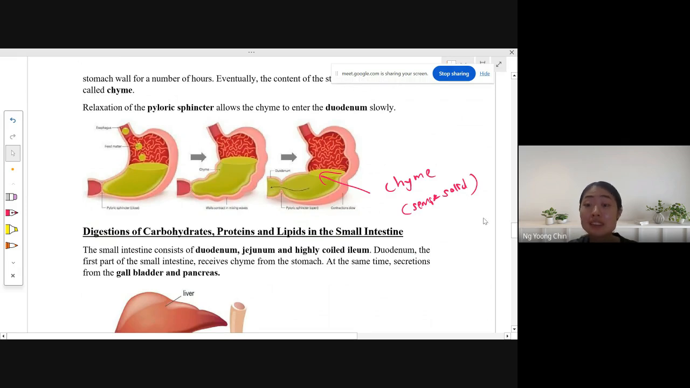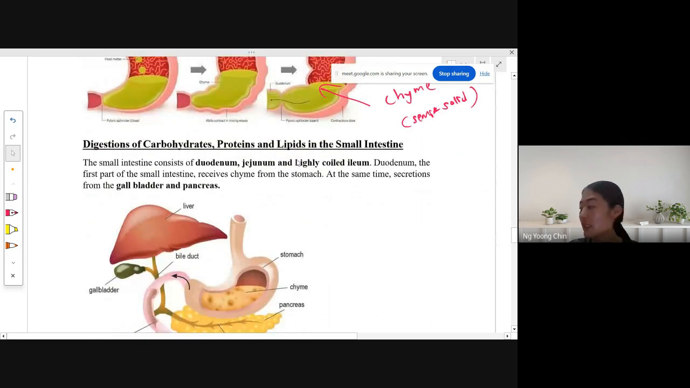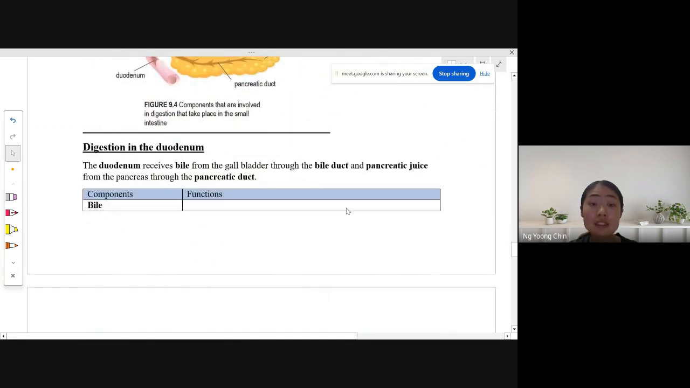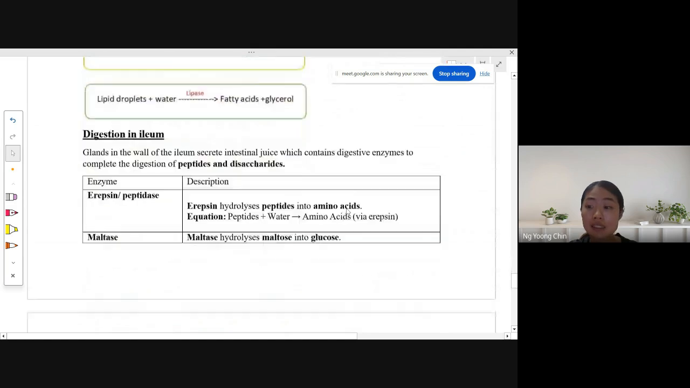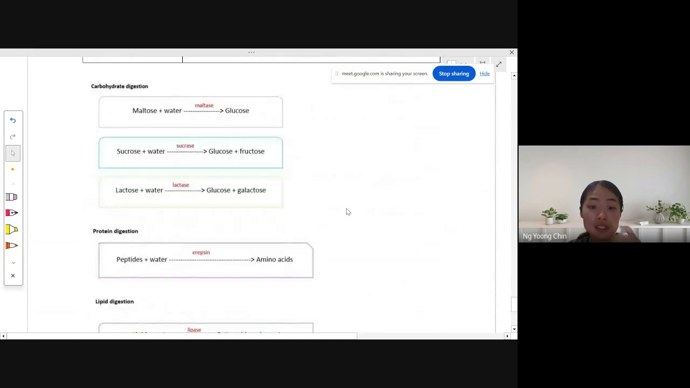So it's semi-solid. Okay, and then I think next week we can talk about small intestine digestion. Because in the small intestine, they are able to perform these three kinds of digestion, which are carbohydrate, protein, and lipid. And then we need to study the enzymes that carry out the digestion in the small intestine. Okay, I think we can continue next week.